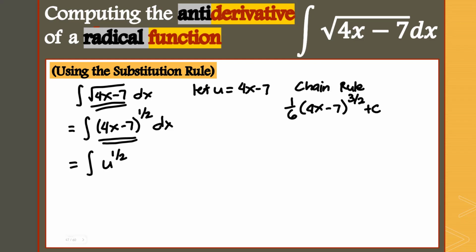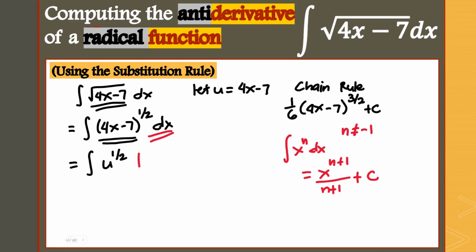When you look into this, it's easier for us to solve that using u as 4x minus 7 because this matches the power rule: the integral of x to the power of n dx, where n is not equal to -1. We have 1/2 here. So that's equivalent to x to the power of n plus 1 over n plus 1 plus c. Okay? But of course, this is only true once we use u equal to 4x minus 7. Easier to look at that and to represent dx, because dx cannot be placed here as we already changed 4x minus 7 into u.